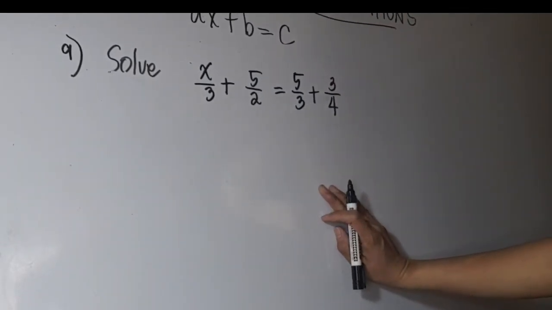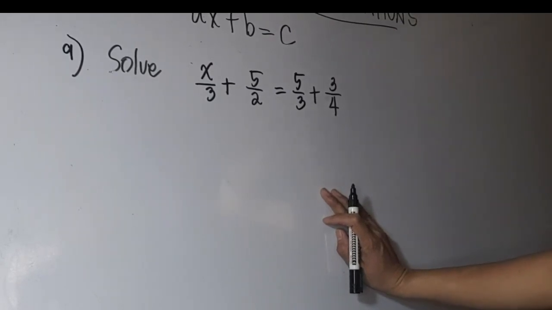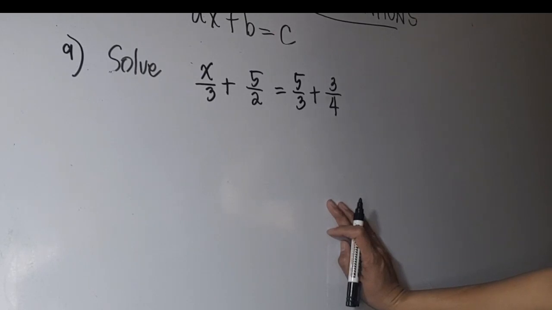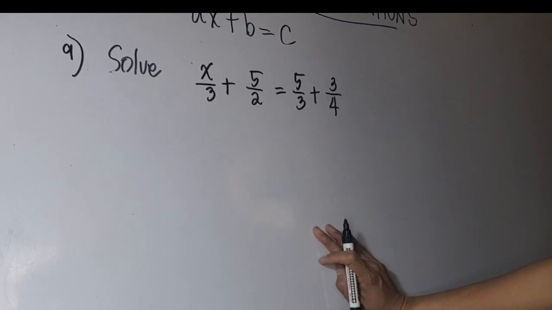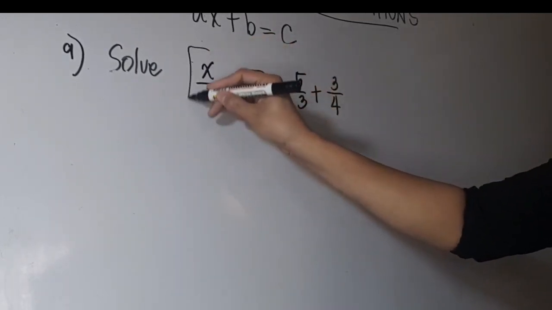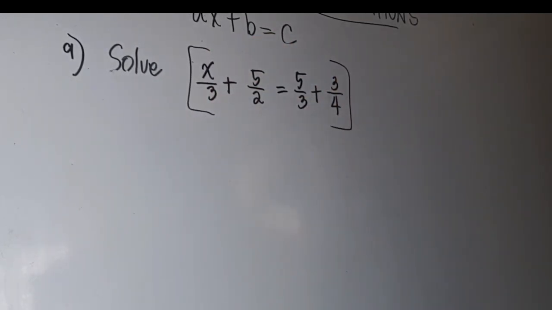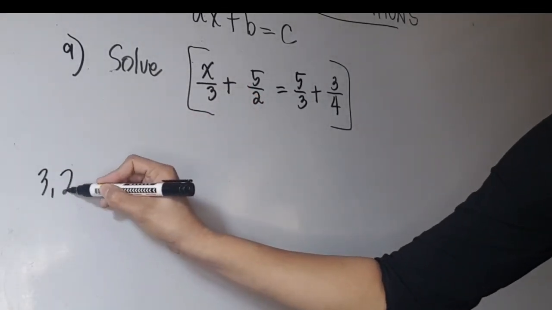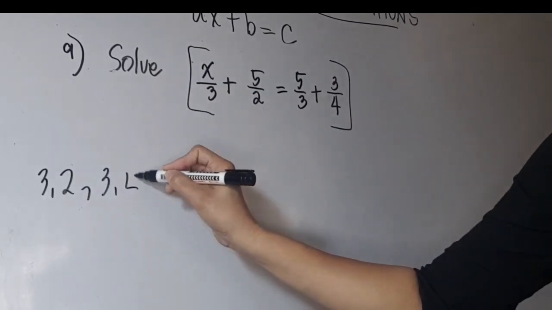Okay, number 9. Solve x over 3 plus 5 over 2 equals 5 over 3 plus 3 over 4. Ayan, it got messy. So you have to simplify. In order to simplify, let's remove the denominators. To remove the denominators, you're going to multiply the whole equation by the LCD, the least common denominator. Our denominators are 3, 2, 3, and 4.